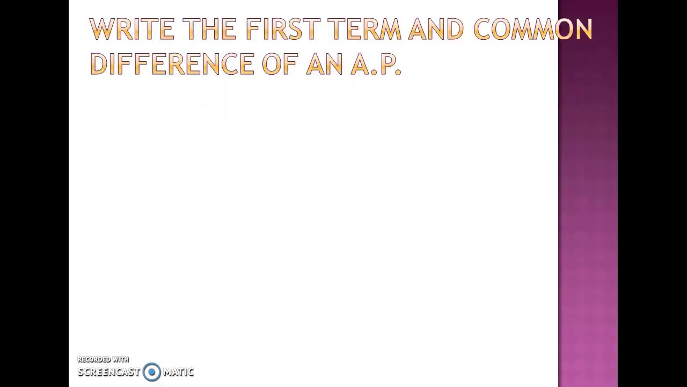Take down the homework. Write the first term and common difference of an AP: 0.6, 1.7, 2.8, 3.9, etc. One more sequence is 1, minus 1, minus 3, minus 5, etc.